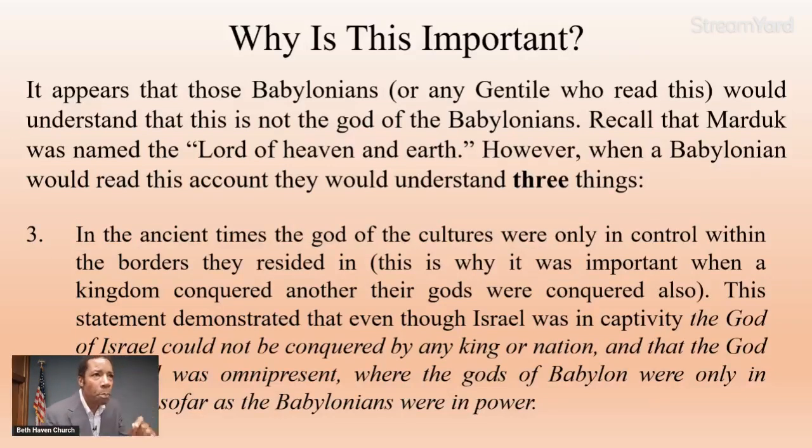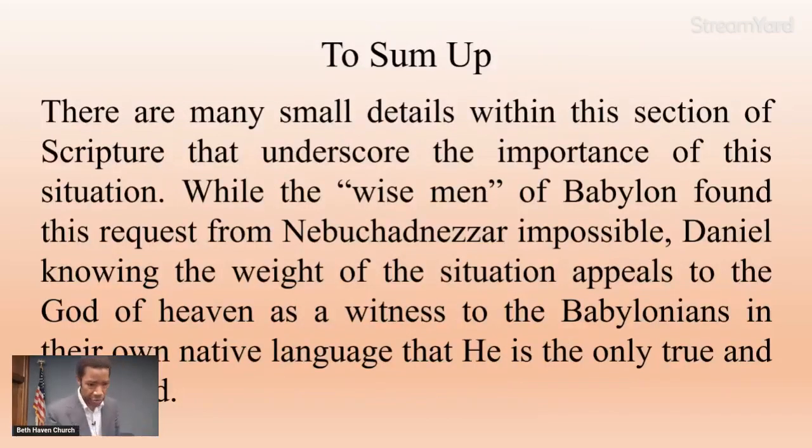Small details, big implications within the text. There are so many small details within this section of scripture that underscore the importance of this situation. While the wise men of Babylon found this request from Nebuchadnezzar impossible, Daniel, knowing the weight of the situation, appeals to the God of heaven as a witness, by the way, singular, not plural, as a witness to the Babylonians in their own native language. That is important, that he is the only true and wise God.